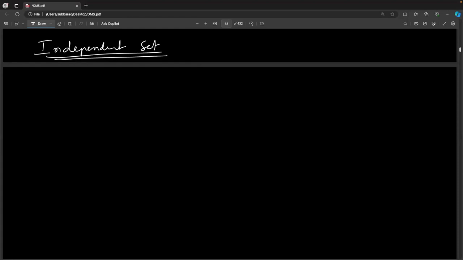Independent set. Can we move? Where is Ashwini? Ashwini there? No? Neha, are you there? Neha there? Fine, perfect.